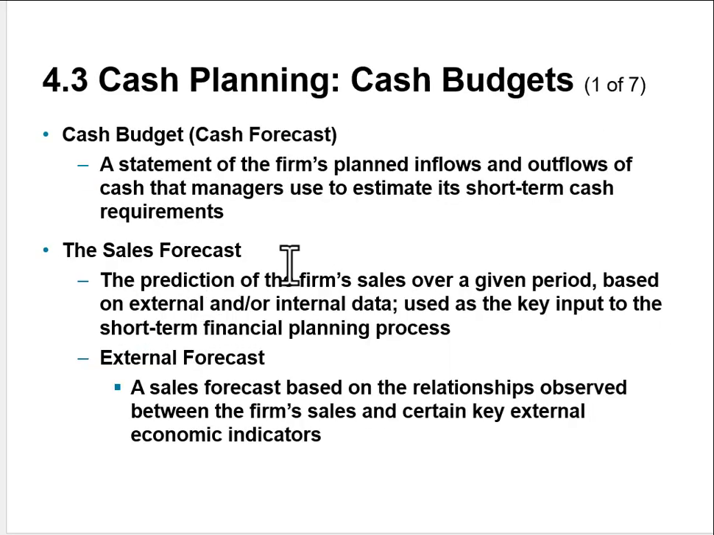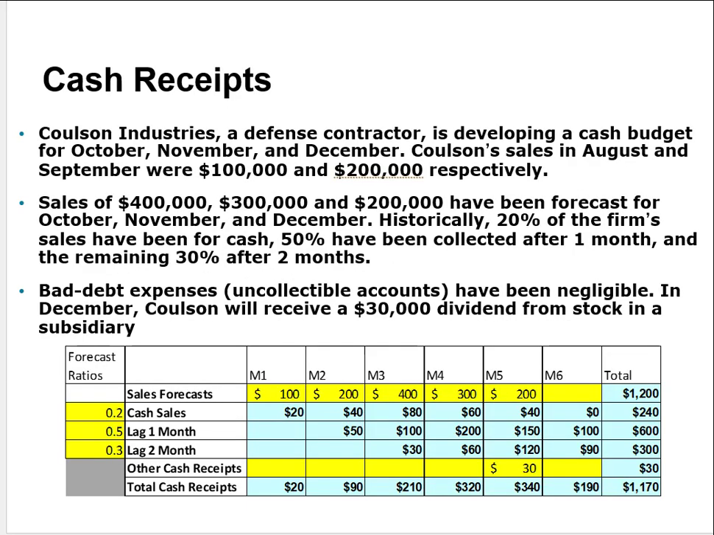So the next stage then is an example. So let's look at cash receipts. So we have this company, it's a defense contractor. They're developing a cash budget for 3 months, October, November, December, the last quarter of the year. They have already received sales of 100,000 and 200,000 respectively. So they predict moving forward 400, 300, 200,000 is this forecast. Historically, 20% of the company's sales have been for cash. Half of the sales they get 1 month after, and then the remaining 30% are 2 months after.